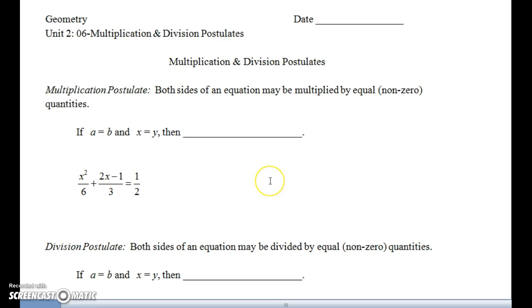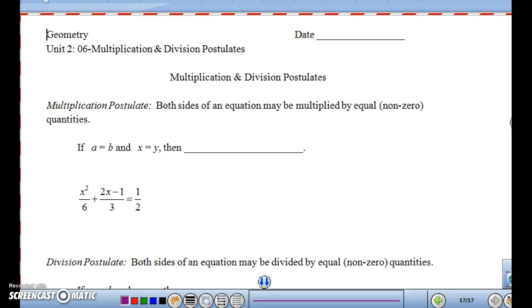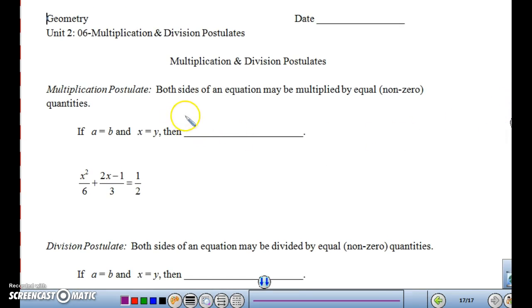So let's look at the multiplication postulate first. The multiplication postulate says both sides of an equation may be multiplied by equal non-zero quantities. Now, why would you have to say equal? We know why you have to say equal, but why would you have to say non-zero? Well, what happens when you multiply both sides of an equation by 0? It's going to equal 0. So, for the multiplication postulate to work, both quantities have to multiply by the same thing, but it can't be 0, or you're not going to have anything.